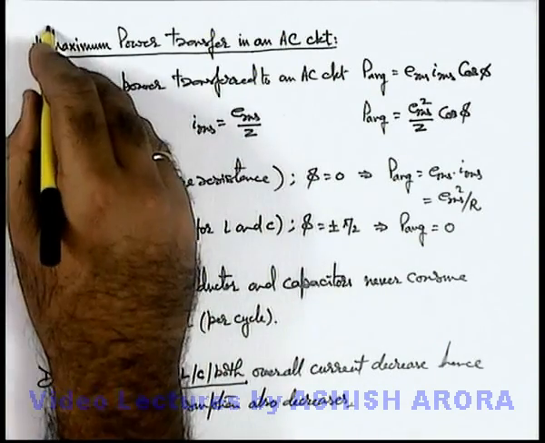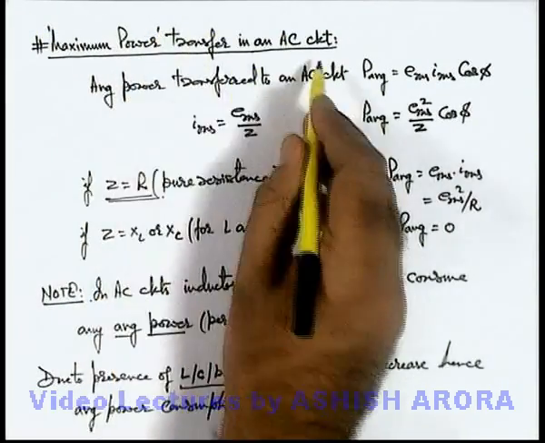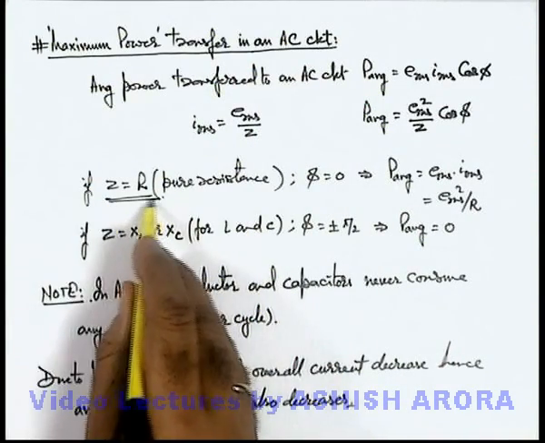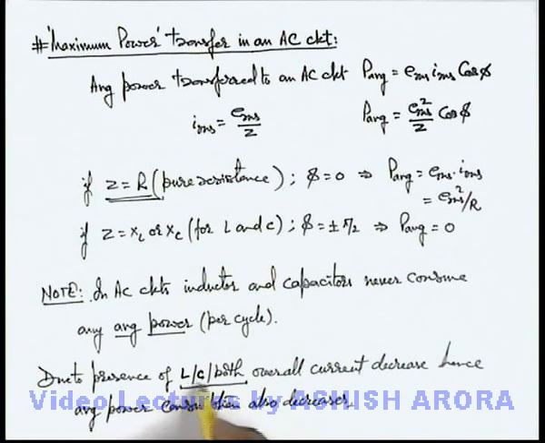So we can directly write: maximum power will be transferred in an AC circuit when the impedance is purely resistive, and inductor and capacitance will nullify the effect of each other. In coming sections, we'll discuss the same in detail also.